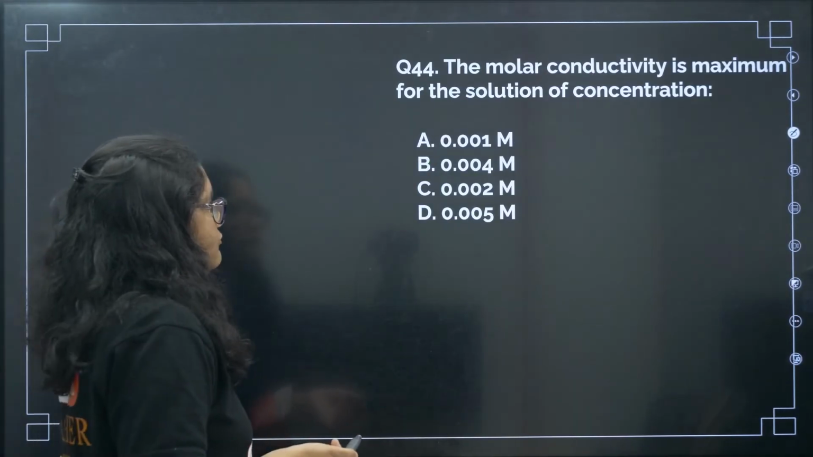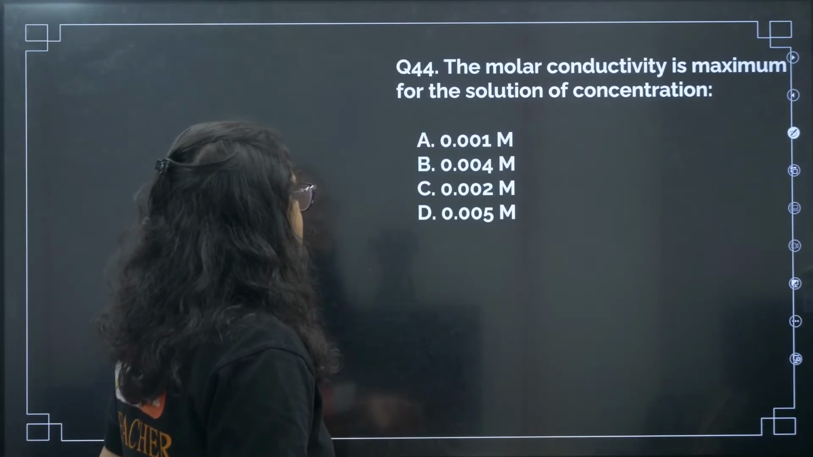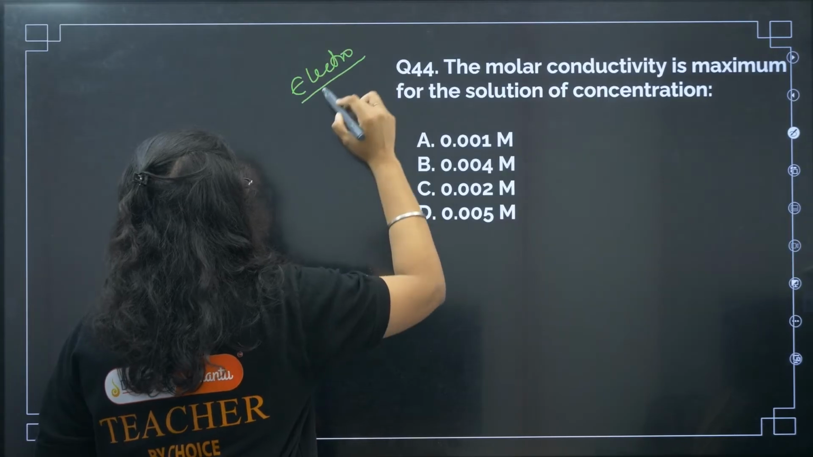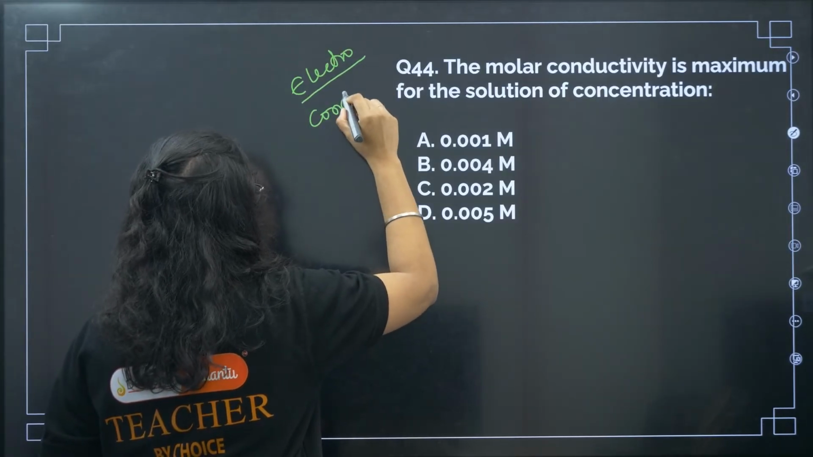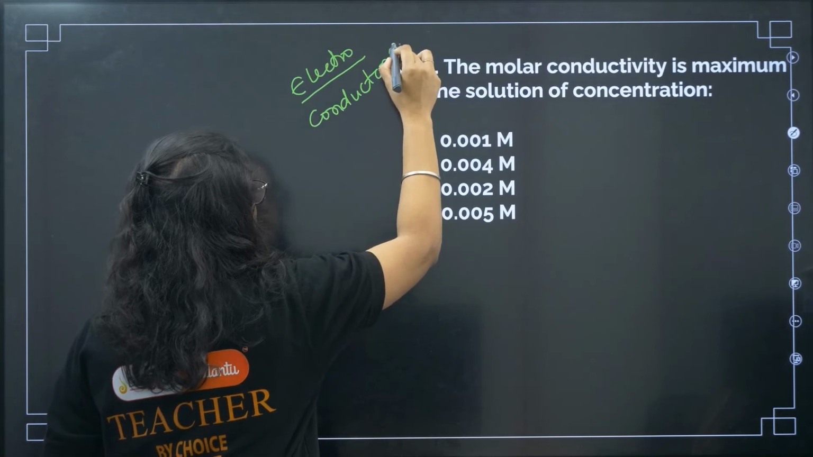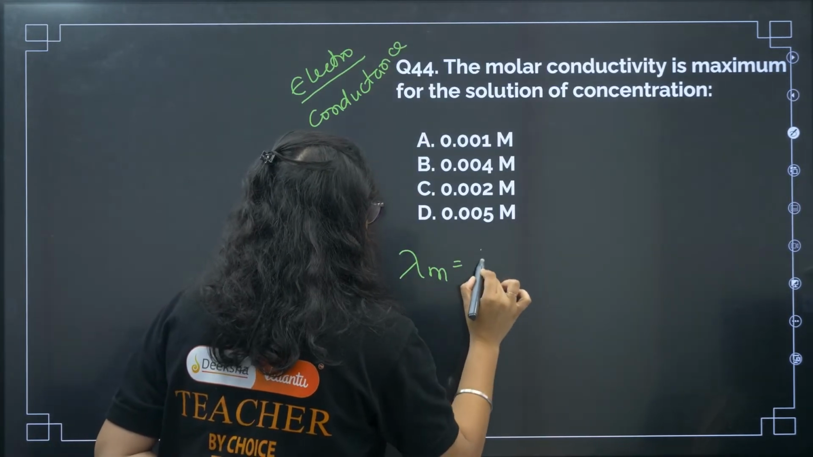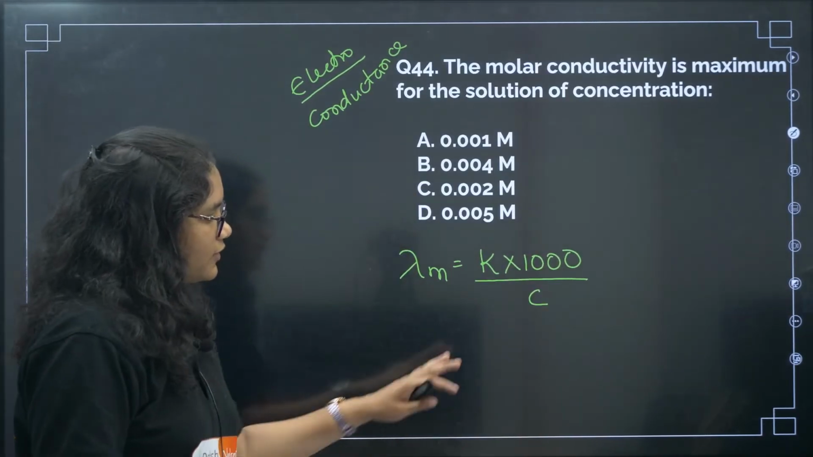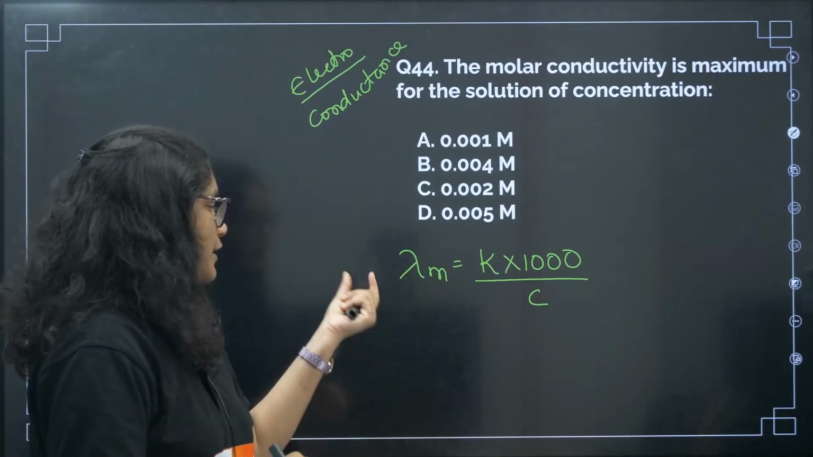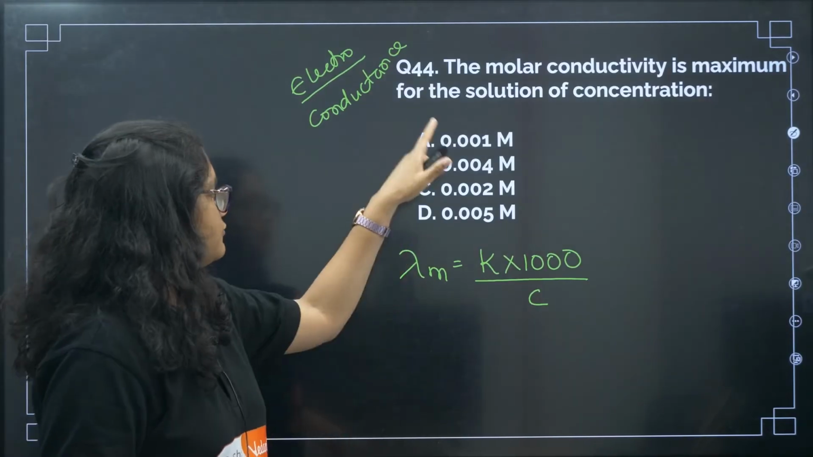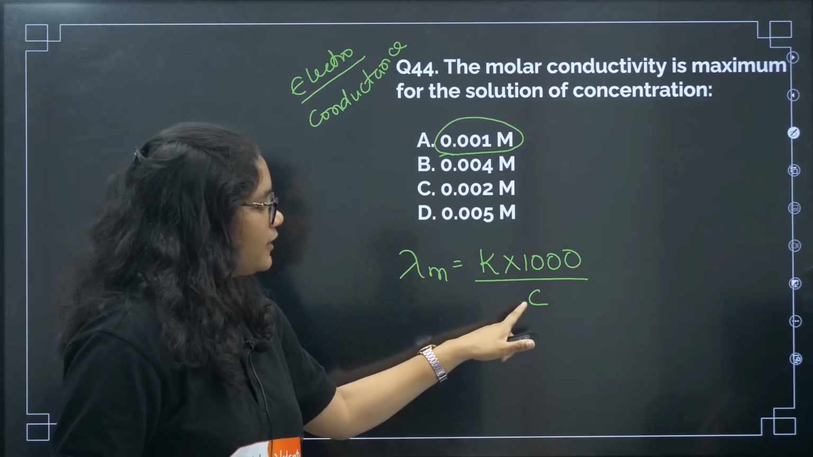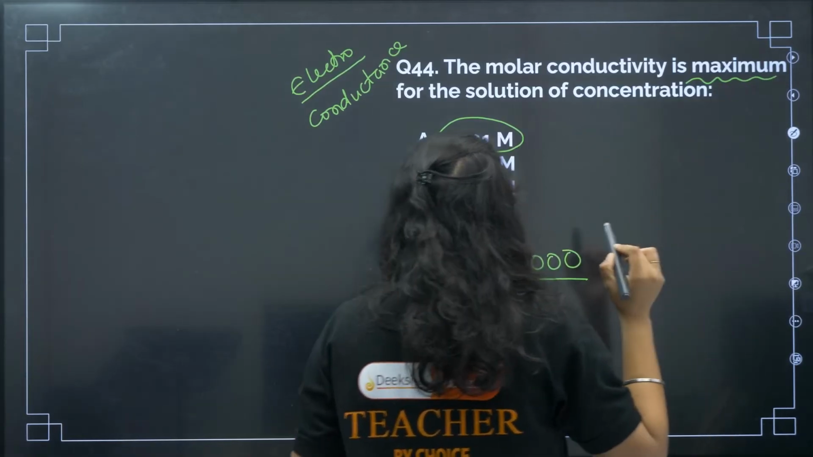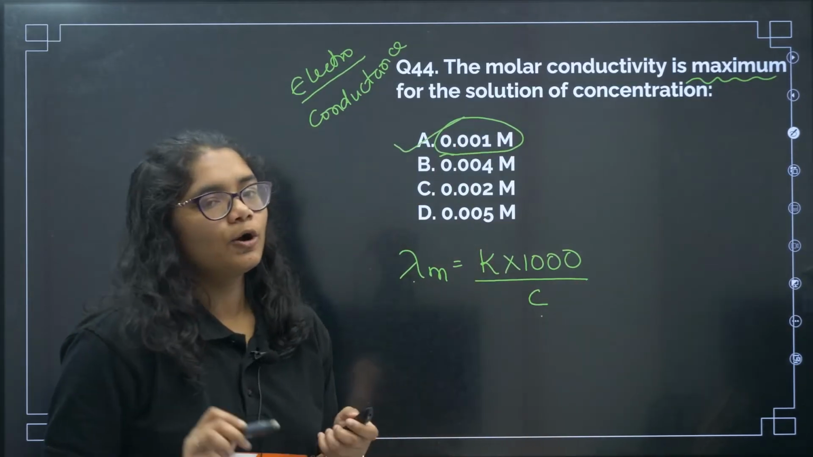Question number 44. The molar conductivity is maximum for the solution of concentration. This question is from electrochemistry, and the subtopic here is conductivity or conductance of electrolytes. The molar conductivity formula: lambda m is equal to kappa into 1000 by C. If the concentration is less, then the molar conductivity will be more, inversely proportional. If you see, option A is the least value here. If this is the least concentration, this will give the highest value, and in the question they have asked for the maximum value. So the correct answer for this question will be option number A.